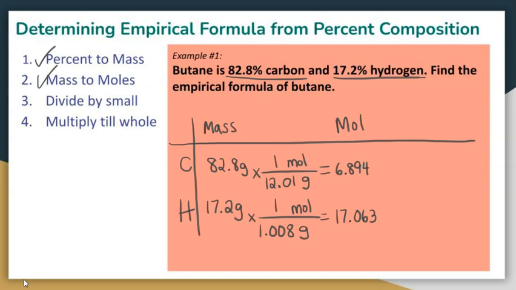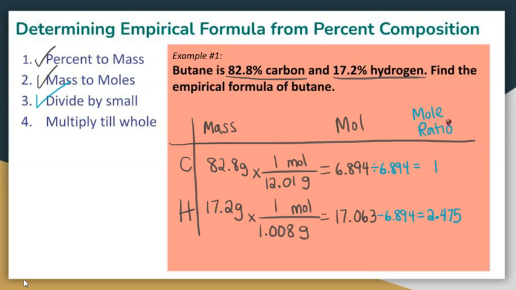Now my smaller number of moles is 6.894, so we're going to divide both of these by 6.894. So of course this first value is going to become 1, and my next value is going to be 2.475. So that's my divide by small step, and this quantity is known as the mole ratio.